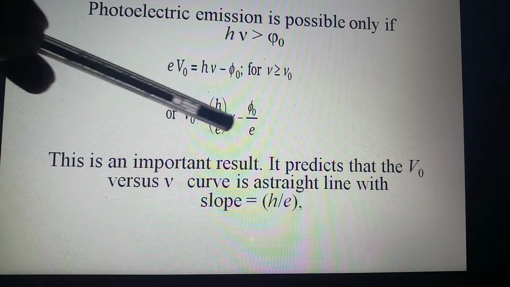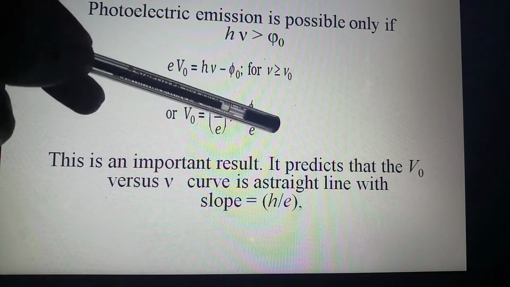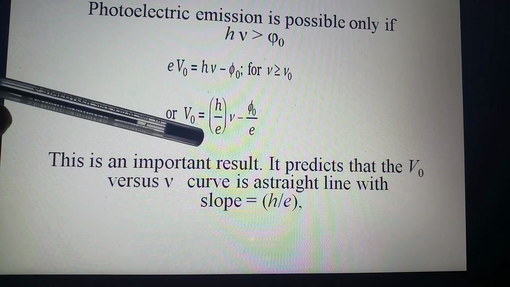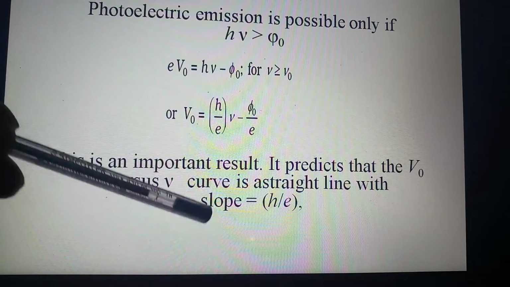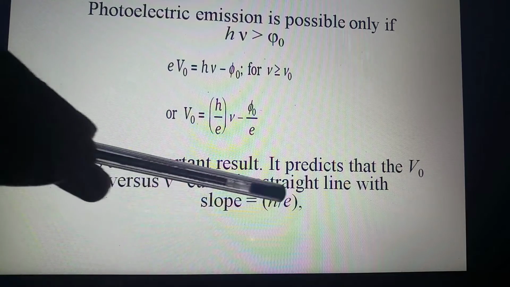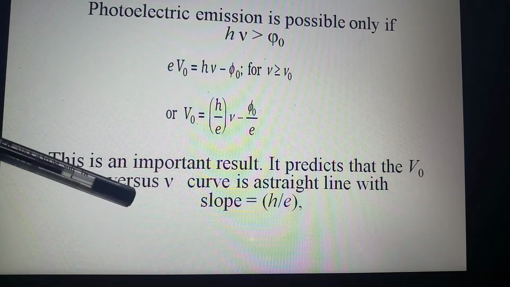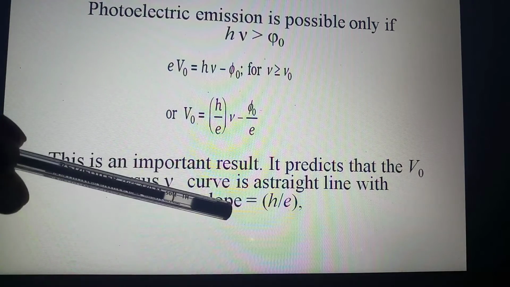This equation is like the equation for a straight line. If we compare this with the equation for a straight line, we can see that the slope is h by e. This is what we discussed previously. So the slope of the previous graph that we saw will be h by e.